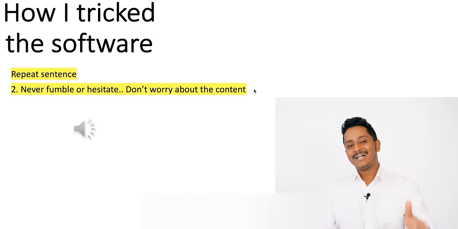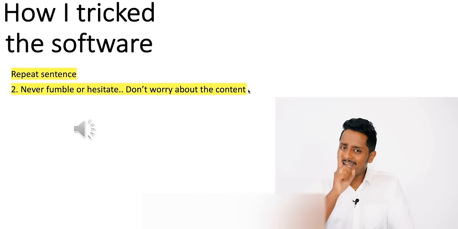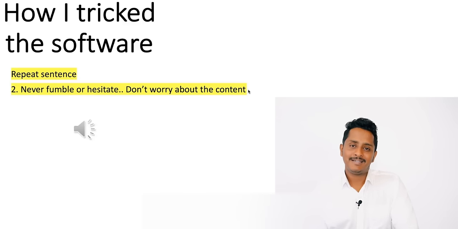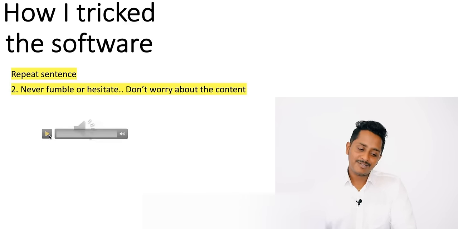Repeat sentence. Another way you can trick the software is not giving content. Try to be fluent, but never fumble or hesitate. Listen, understand, speak. Don't give preference to the content. That's how we can trick the software.